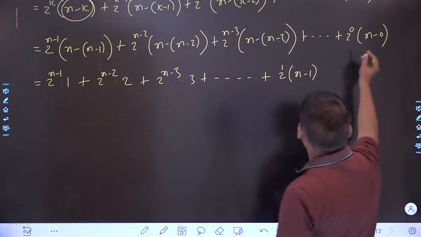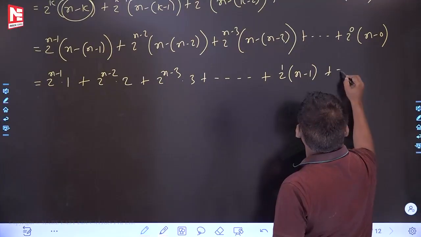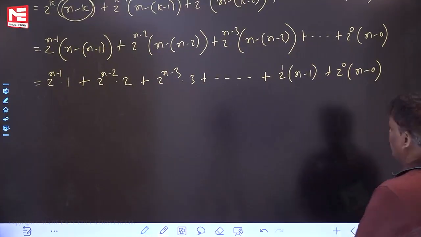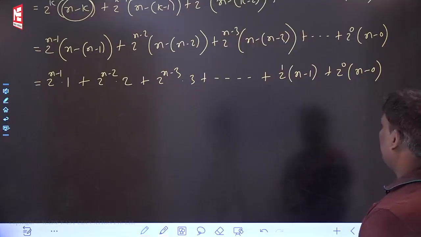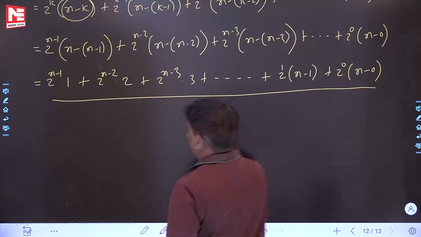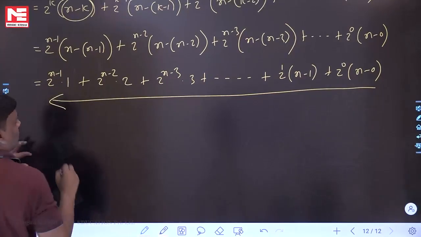Right, last few things, please check. This one is going to be 2 power 0, n minus 0, like that. I am thinking you are absolutely fine now, right? Everything is okay. Do whatever way is convenient to you. Let me write in the reverse order. I am writing in reverse order.